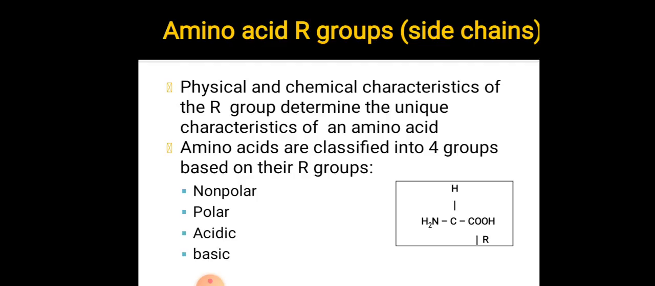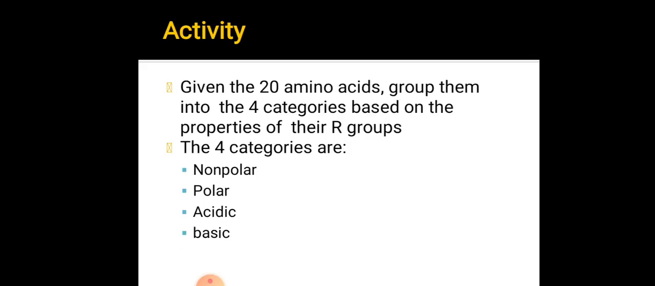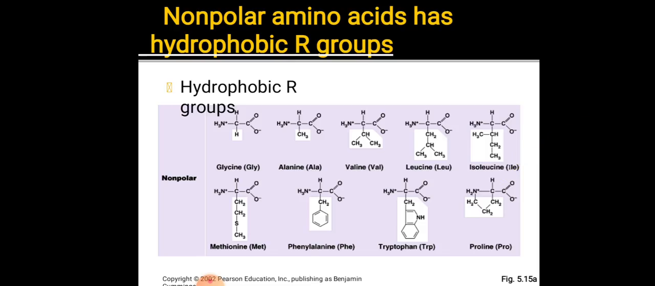Amino acid R group side chains. The physical and chemical characteristics of the R group determine the unique characteristics of an amino acid. Amino acids are classified into 4 groups based on their R group: nonpolar, polar, acidic, basic. Activity: given the 20 amino acids, group them into 4 categories based on the properties of their R groups. Those 4 categories are nonpolar, polar, acidic, basic.